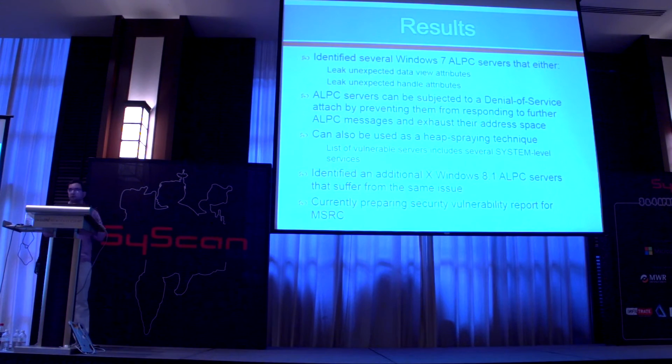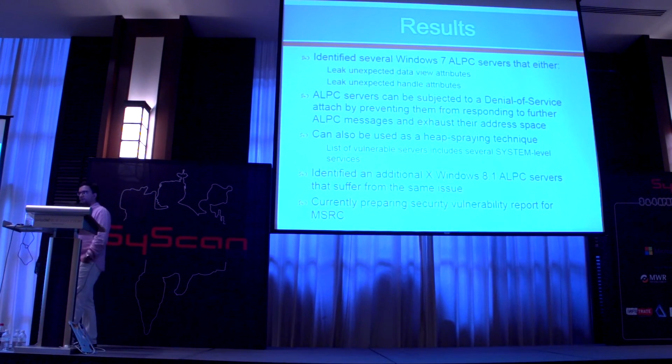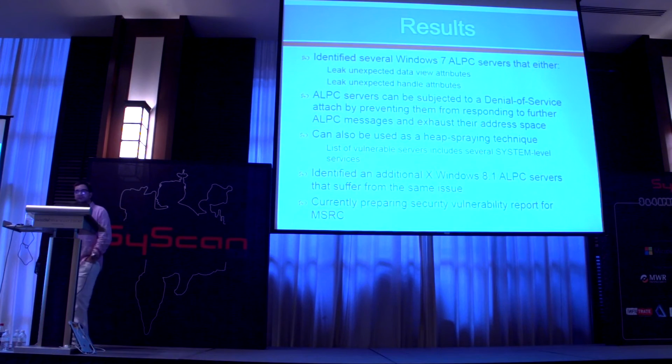So there's still new servers that they're adding to Windows 8, Windows 8.1, and those new servers still have those issues. So I'm currently preparing a vulnerability report for MSRC, so I'm not going to reveal the names of which servers have these vulnerabilities until that gets reported. But this is a standard design flaw in anyone that tries to write an ALPC server. If they're not doing all those steps, if you can send them data views, you can exhaust their address space. So I'll do a demo a little bit later on and show you one example of an affected server.